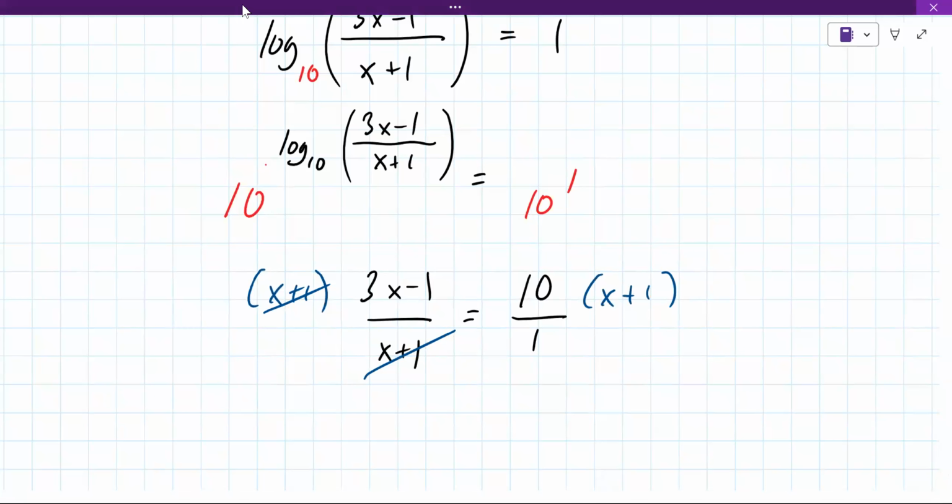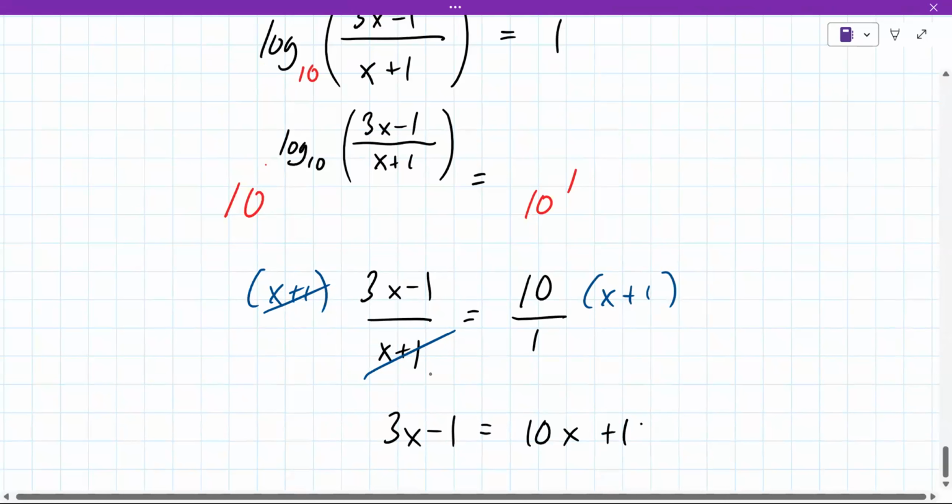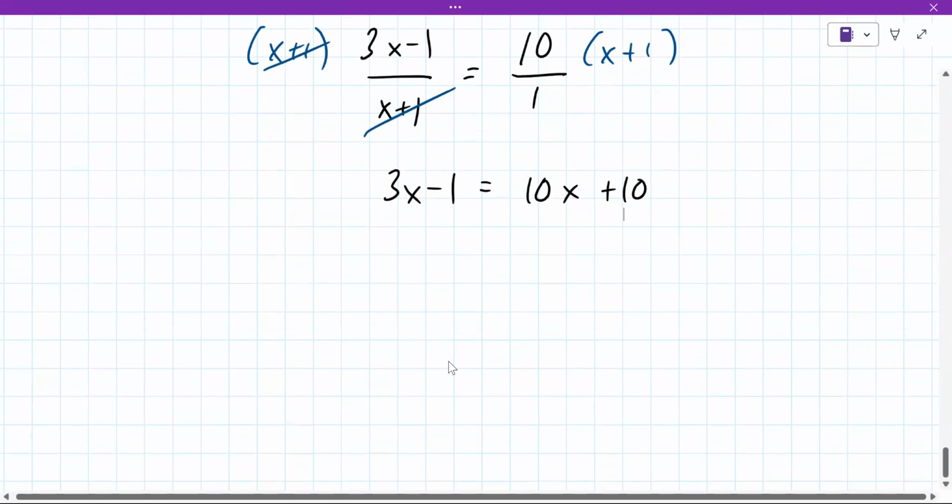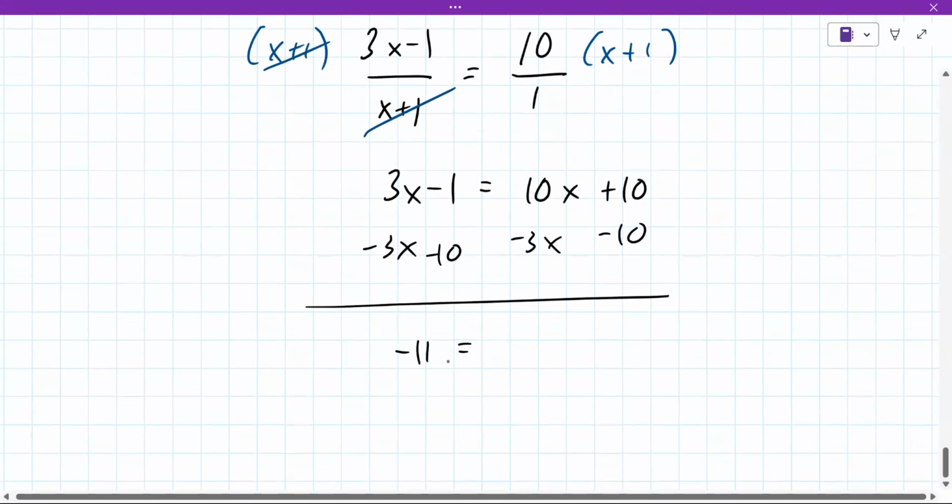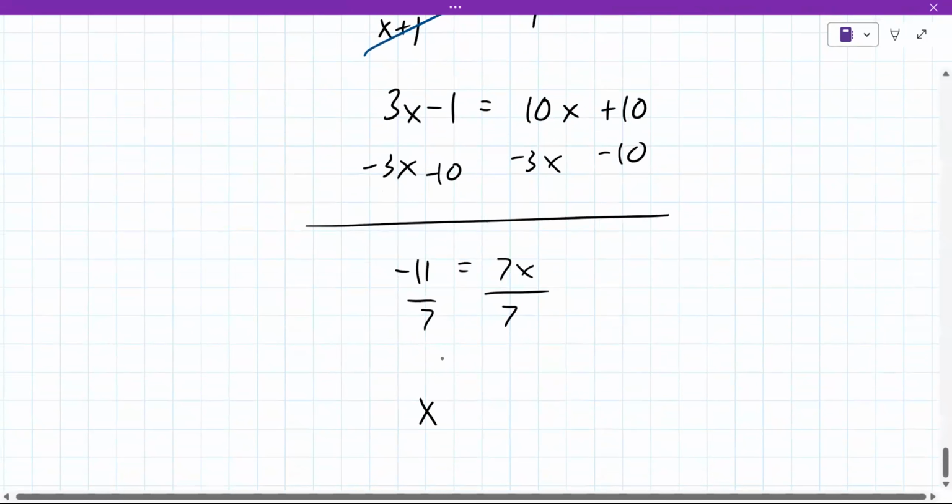So on the left here, it's just 3x minus 1. On the right, it's 10x plus 10. And then subtract 3x, subtract 3x, subtract 10, subtract 10. Minus 11 equals 7x. Divide by 7, divide by 7. And there you go.